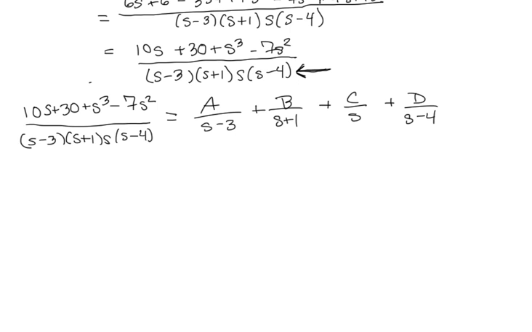Now to solve for A, B, C, D, we're going to do the cover-up method. So to solve for A, we're just going to write down this, but we're going to cover up what A is on the denominator of A. So we're going to cover up that s minus 3. So we're just going to write s plus 1, s times s minus 4.